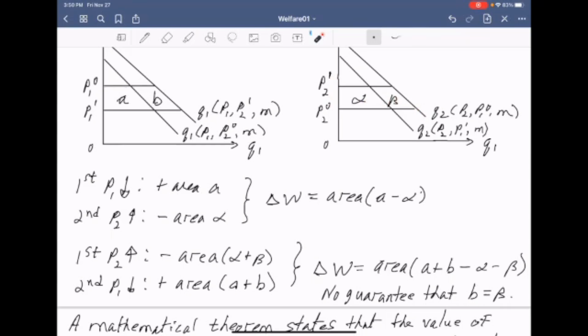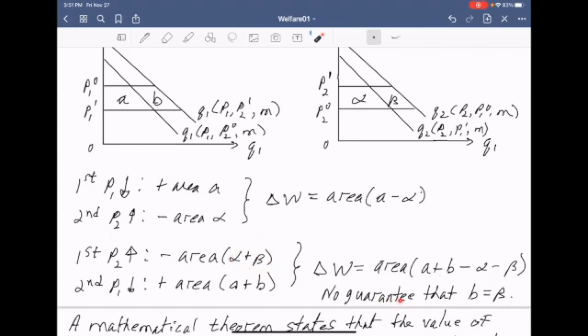So now we take the price decrease, and now we're no longer on this demand curve, but rather the relevant demand curve is this one, where the price of 2 is now the higher price. And in this case, when we reduce that price of 1, we now are looking at the area under this function rather than this function, which we saw in this case. So here we gain area A plus B. So the change in welfare, the total change, is area A plus B, which we gain, minus area alpha minus beta. So that's the change.